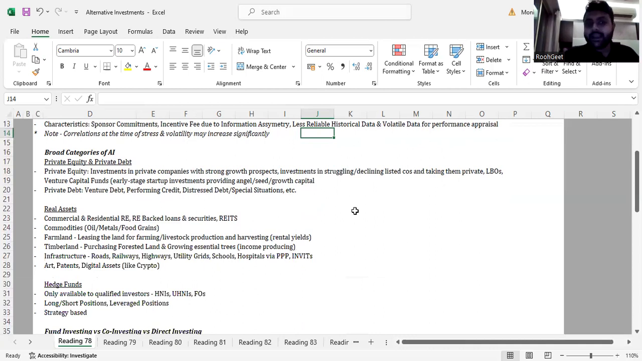Now, broad categories of alternative investments. There are different categories of alternative investments. We have discussed a lot so far, but a lot is still left to discuss. So yes, private equity and private debt. Private equity: investments in private companies with strong growth prospects, investments in struggling, declining listed companies and taking them private, LBOs, venture capital funds, and so on.